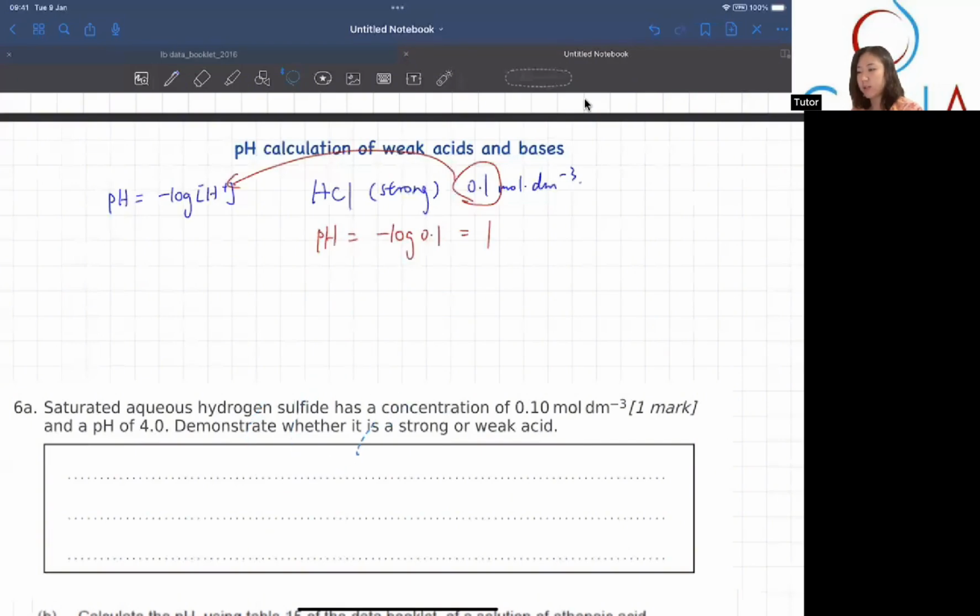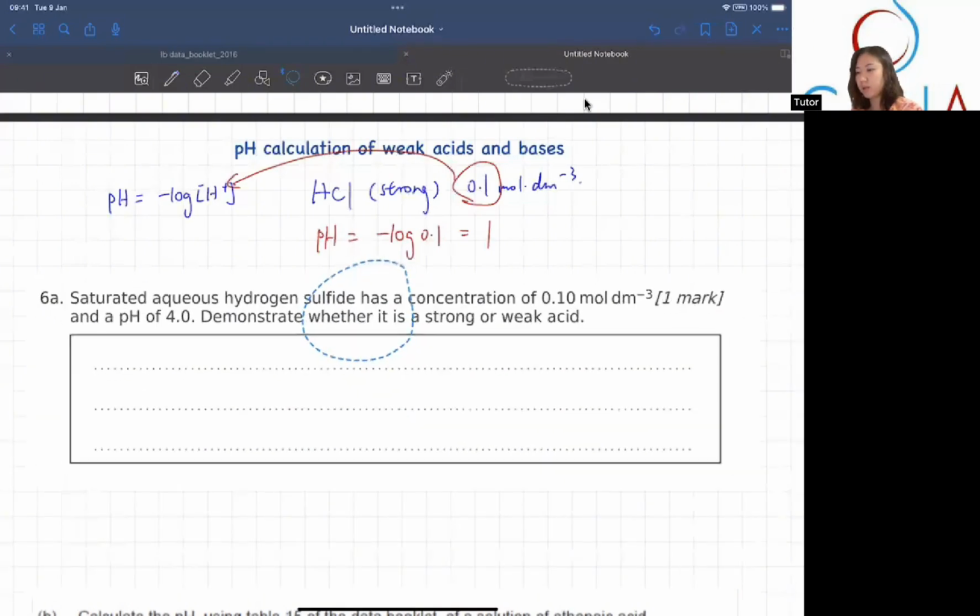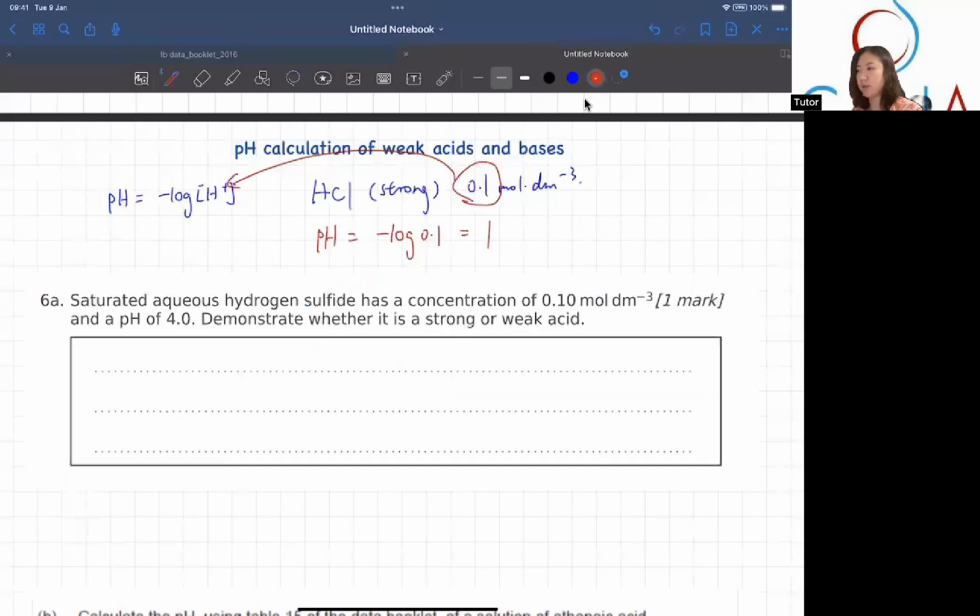Let's have a look at this question. This is actually from a past paper. A saturated aqueous hydrogen sulfide has a concentration of 0.1 mol dm^-3 and a pH of 4.0. Demonstrate whether this is a strong or weak acid.